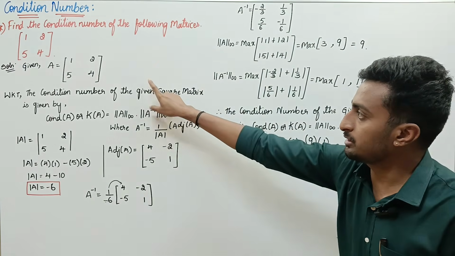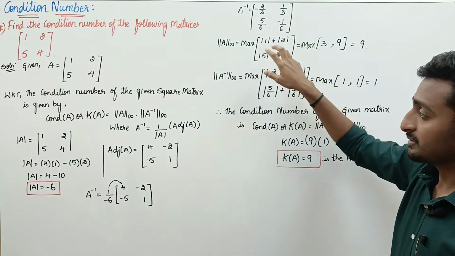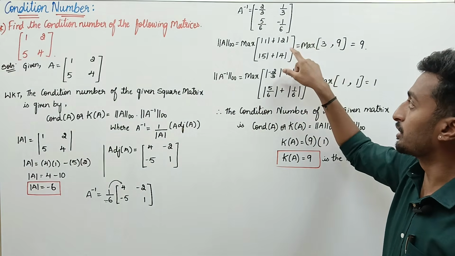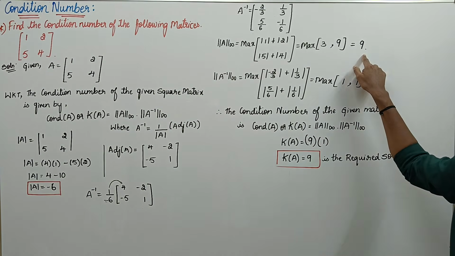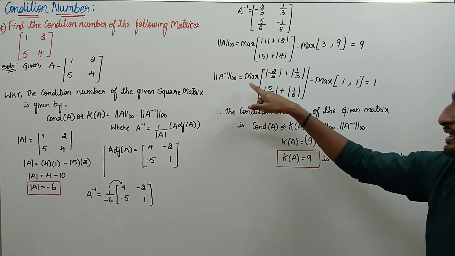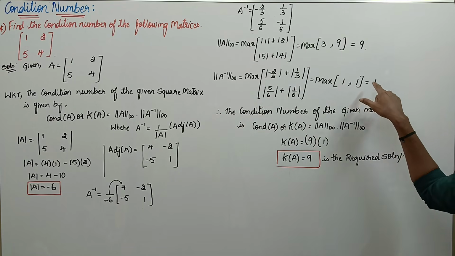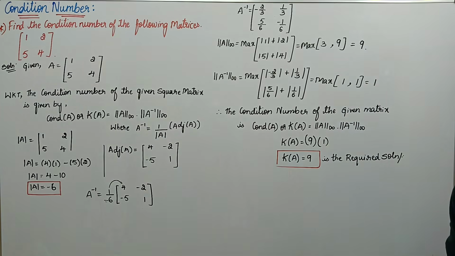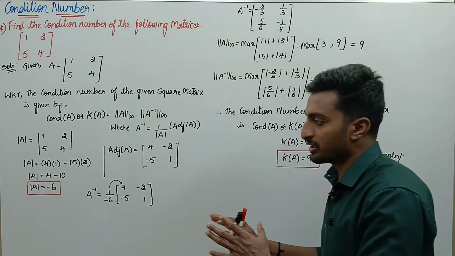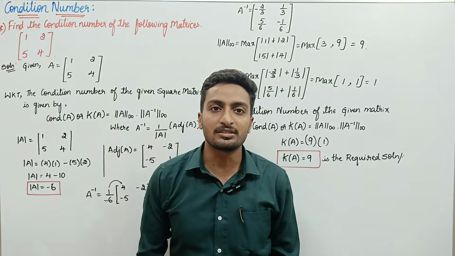Now, considering these two matrices, let us represent the norms. For norm A infinity, add the row-wise terms and take the maximum number. Similarly, for A inverse infinity, add row-wise, and you get the maximum number 1. Multiply these two, you get the condition number. That's it, nothing more. Got the point? This is how you are supposed to represent the condition number for the given matrix.